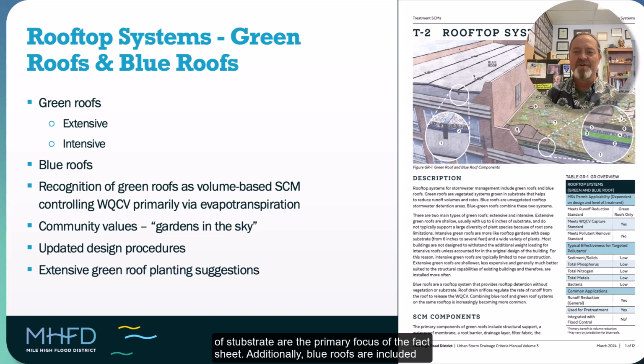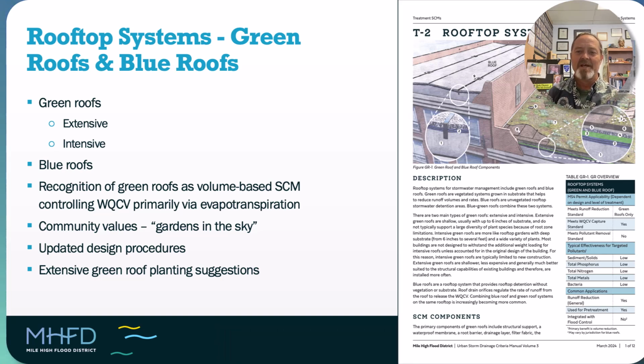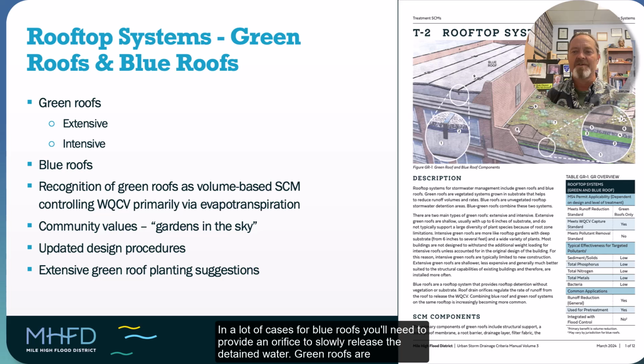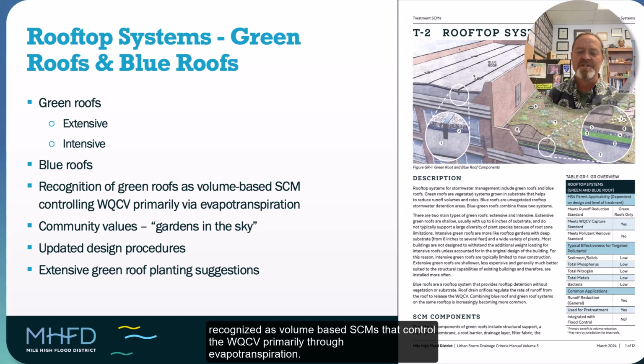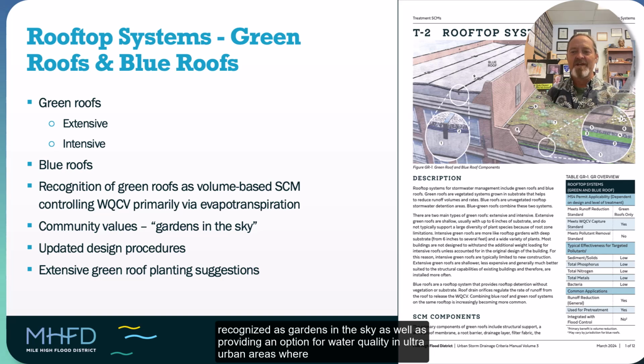Additionally, blue roofs are included in the fact sheet as an option for rooftop detention of the WQCV without inclusion of vegetation. In a lot of cases for blue roofs, you'll need to provide an orifice to slowly release the detained water. Green roofs are recognized as volume-based SCMs that control the WQCV primarily through evapotranspiration. In most cases, an orifice control is not going to be needed for a green roof. Community values of green roofs are recognized as gardens in the sky, as well as providing an option for water quality in ultra-urban areas where space constraints are present.